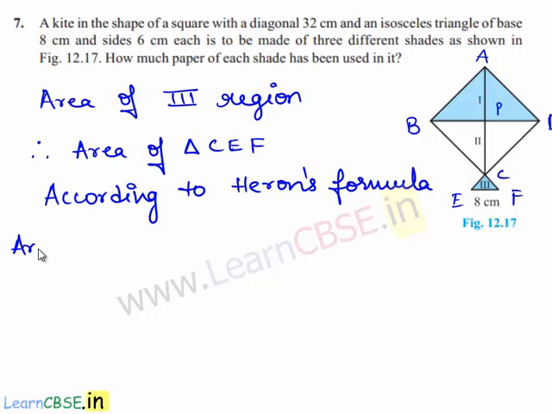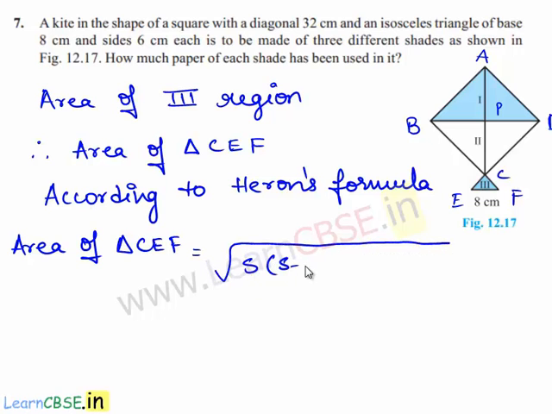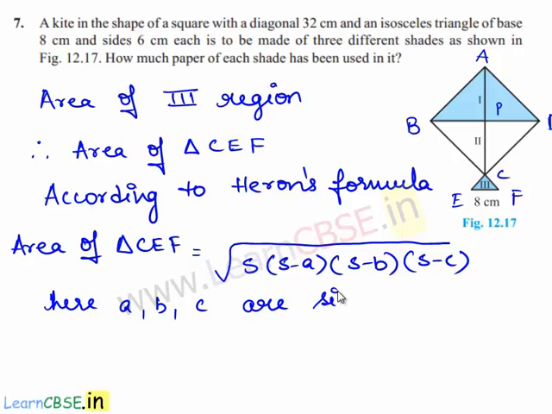Therefore, area of triangle CEF is equal to square root of s times s minus a times s minus b times s minus c. Here a, b and c are sides of the triangle and s is the semi-perimeter, which is a plus b plus c divided by 2.